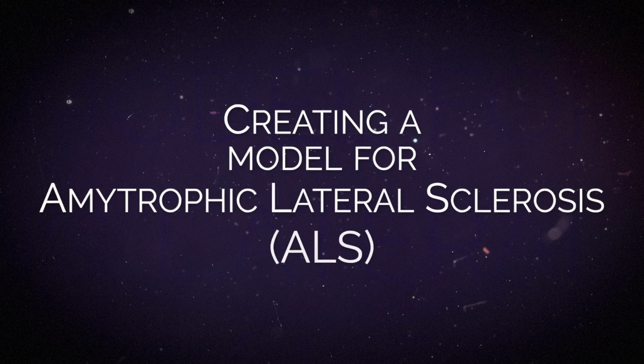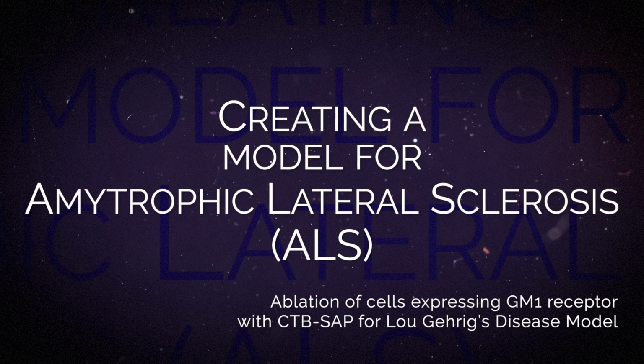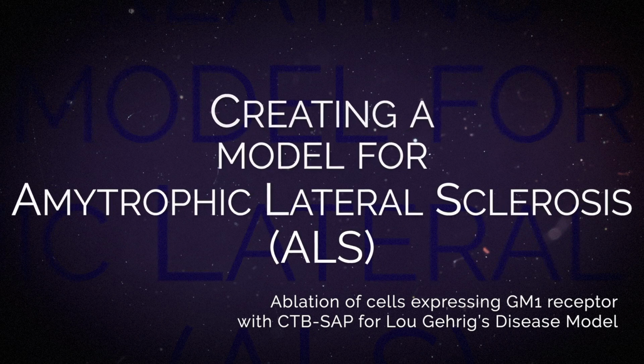So next on the list is the disease model for amyotrophic lateral sclerosis, otherwise known as Lou Gehrig's disease. And this model is created where we deplete motor neurons expressing the GM1 receptor. And we do this by using cholera toxin B chain that we've chemically linked to saporin.